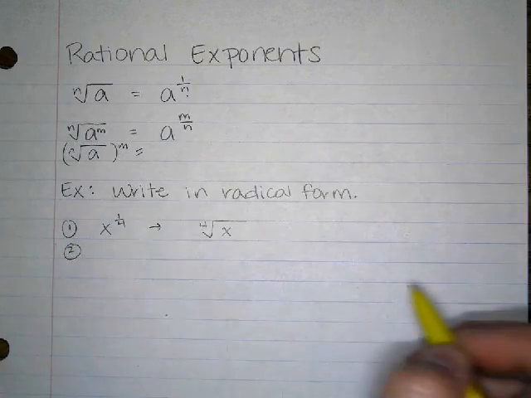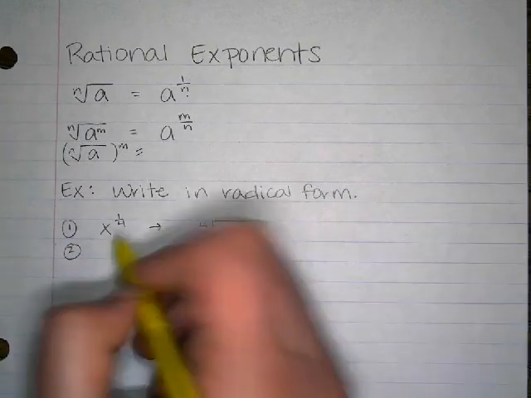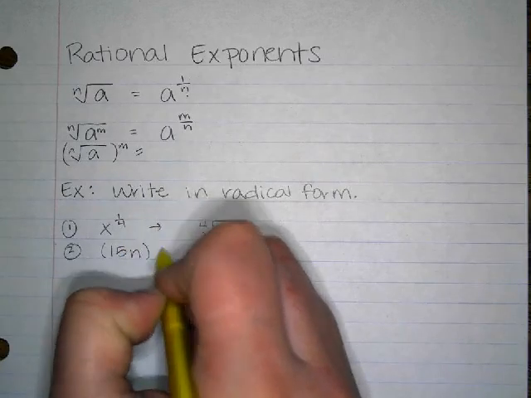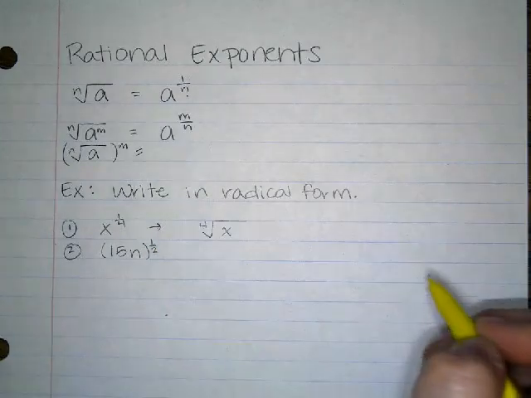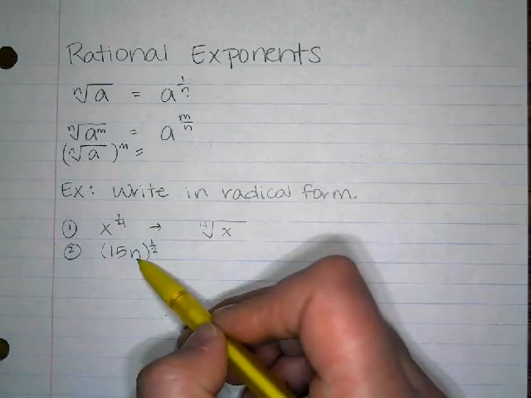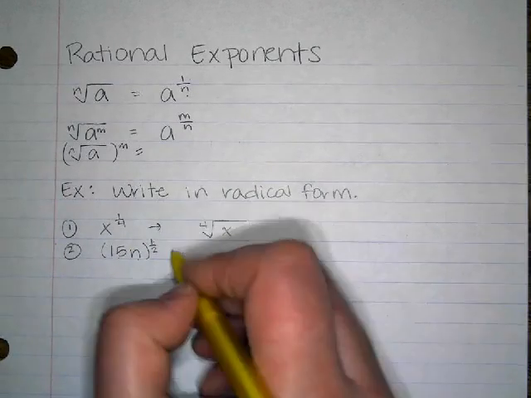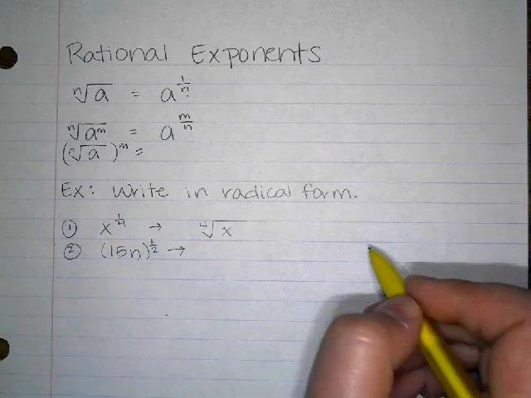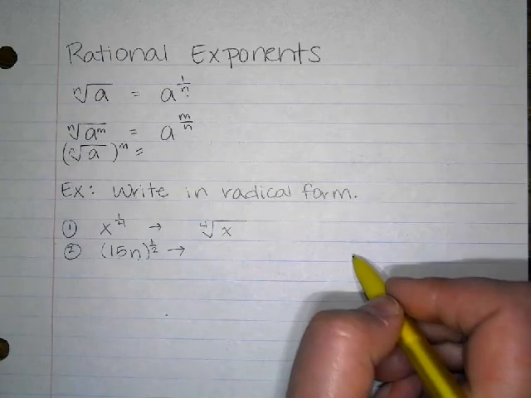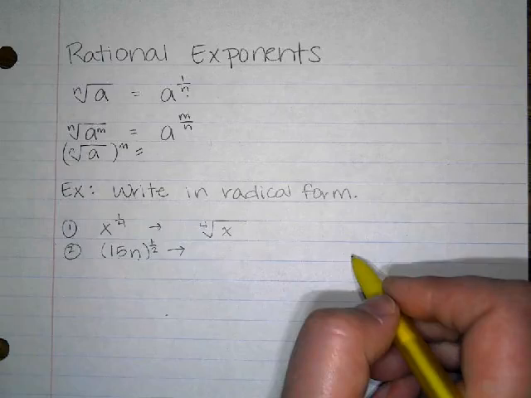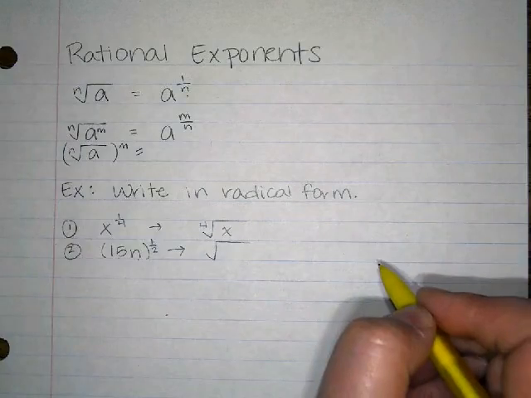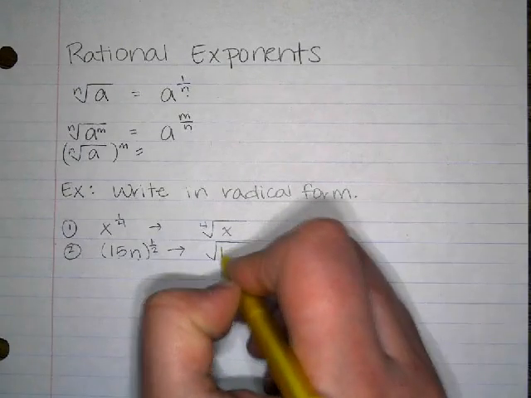Okay? If we were to do 15n to the 1/2, this is saying that the 1/2 applies to the 15, and it also applies to the n. So it applies to both things. And what type of radical would a 1/2 be? It'd be a 2. And what type of root is that? It's a square root. We don't even have to write the number with it, because a square root you don't typically write the 2. It would be square root of 15n.